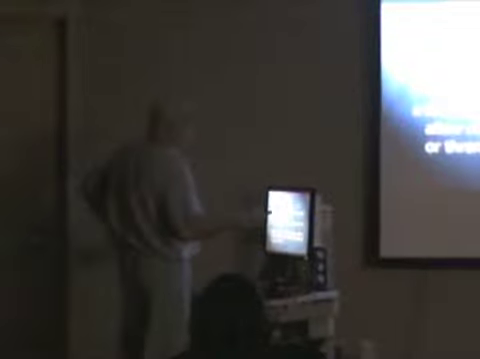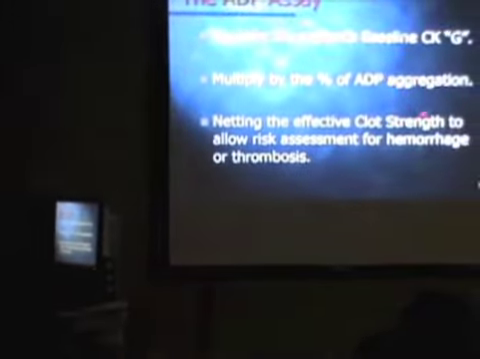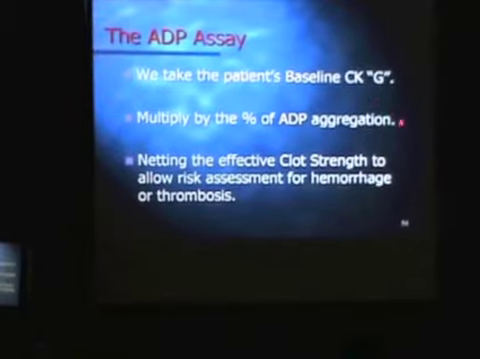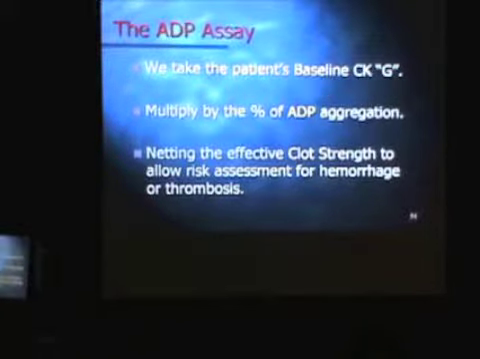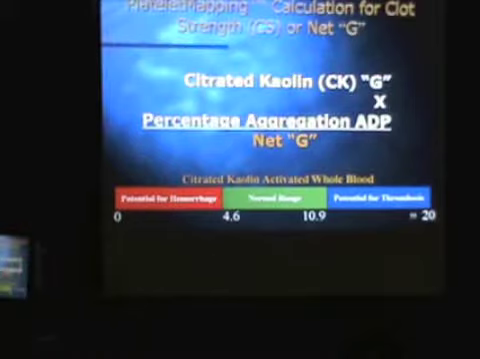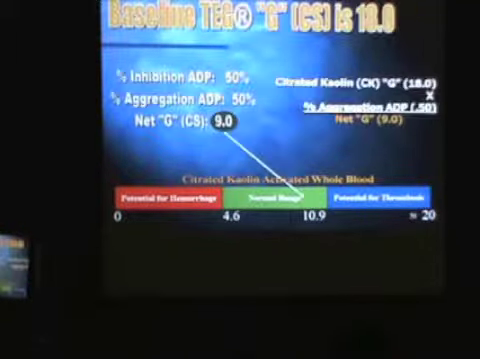So we're going to take the patient's baseline G value, or clot strength, and multiply it by the percentage of ADP aggregation. So this is your percentage of functionality of a platelet. We multiply it by your G, and that gives us a net effective clot strength. Here's what the calculation looks like, and here are your normal ranges for G. So we've already given you a window to assess your patient's risk for clot strength, and the major thing that's going to throw it over high is hyperactive platelets, predominantly.